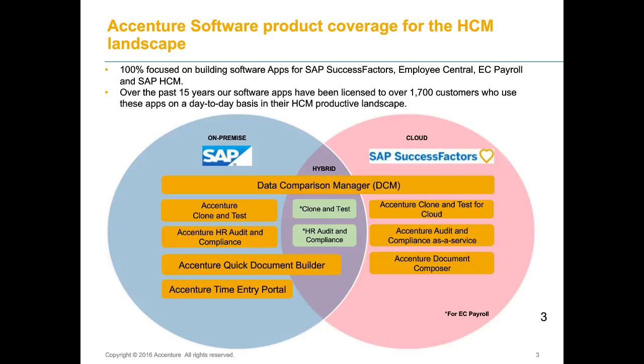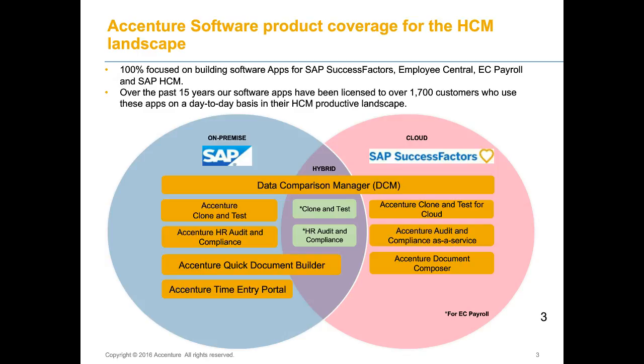Moving to the middle of your screen, we have Audit and Compliance, which is an HR data quality console tool for SAP HR and payroll on-premise. This application leverages an organization's unique HR business rules to maintain their quality of HR data. On the cloud side, for SuccessFactors, we have Audit and Compliance as a Service, and it helps with identifying and addressing HR data quality issues quickly and efficiently pre- and post-go-live.